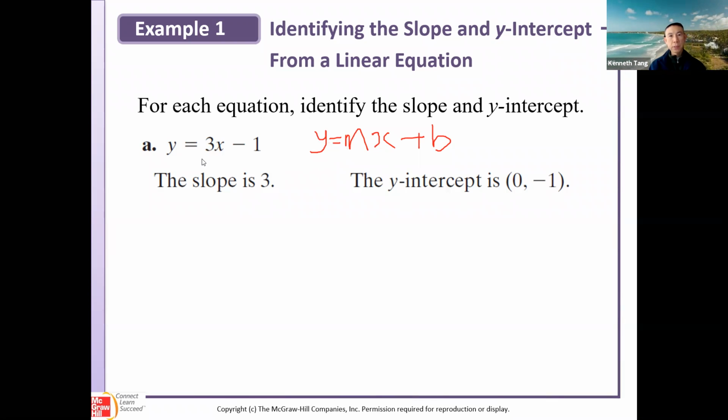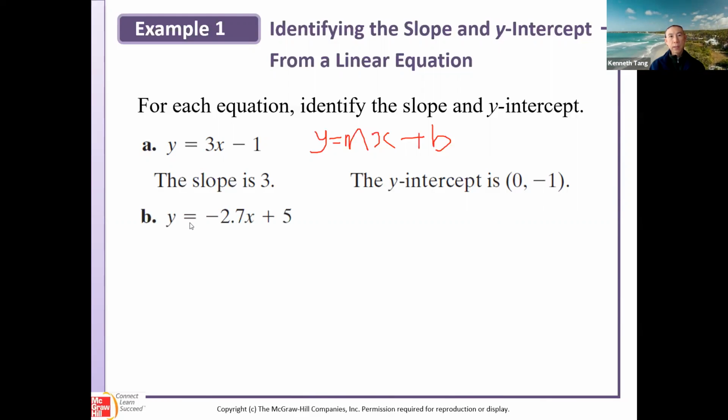So the slope is equal to 3, and the y-intercept is b. In this case, you have a minus 1, so your y-intercept is (0, -1). So your slope is equal to 3, and your y-intercept is (0, -1).